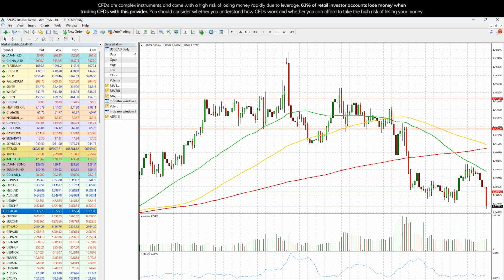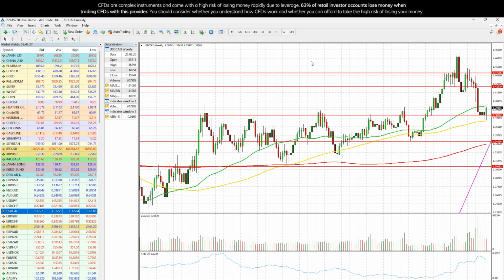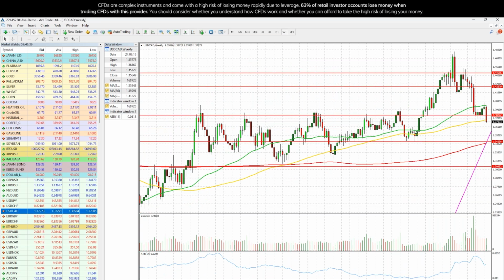USD CAD, you remember, it couldn't be broken. We just went higher and higher and higher until we hit January 26th, the week of January 26th. The very next week, we just erased that week. And since then, we've been slowly, sometimes not so slowly, moving lower. We came to the zone below 138.